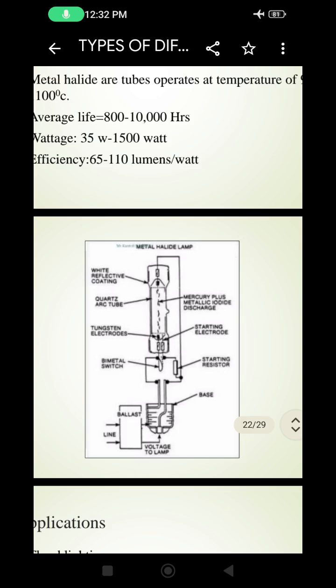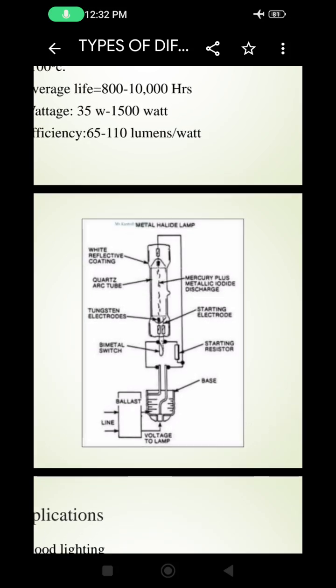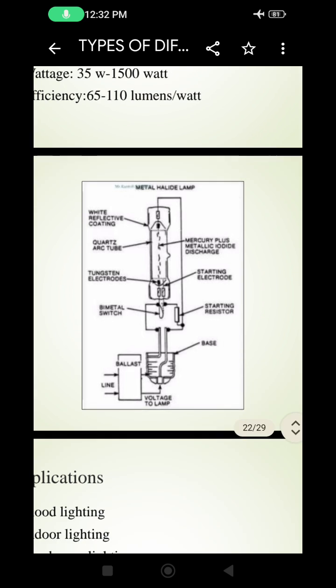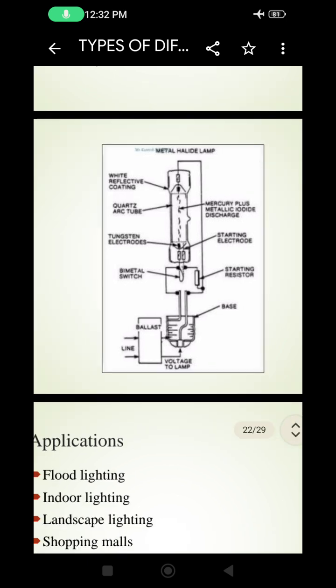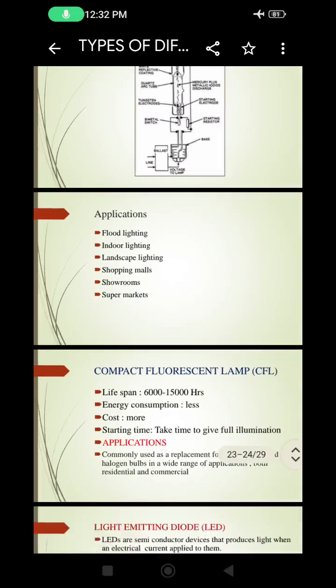This is an image of a metal halide lamp. This is a white reflecting coating, and this is a quartz arc tube. Then the tungsten electrodes and bimetal switch are arranged in a horizontal manner. The last portion is the base, and this is the light and a ballast that is connected to the voltage supply, the lamp and the base. Then the applications are flood lighting, indoor lighting, landscape lighting, shopping malls, showrooms, supermarkets, etc.